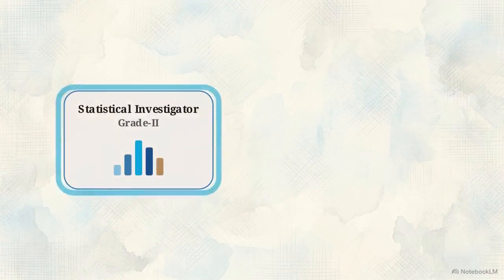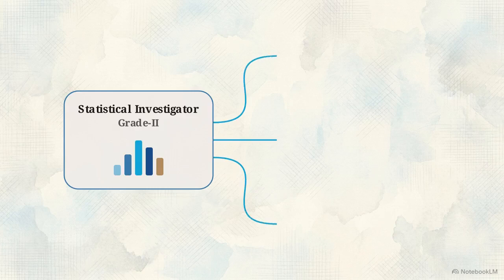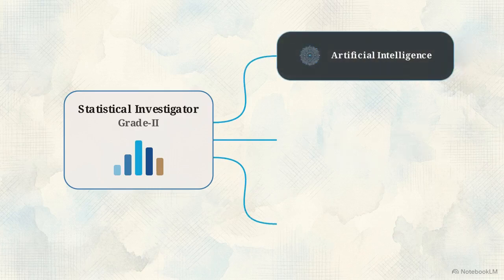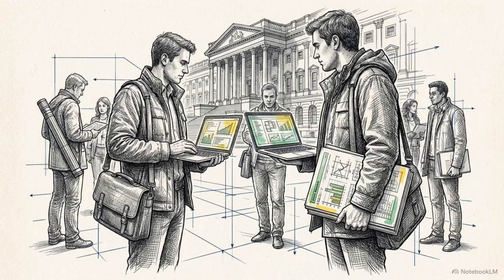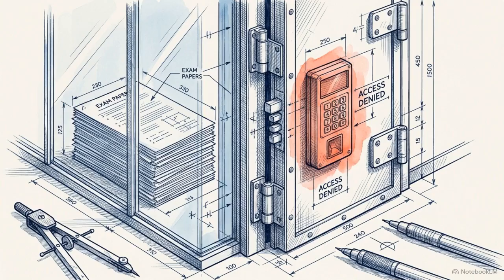At the same time, the Statistical Investigator post has expanded its eligibility to include graduates in artificial intelligence, computer science, and data science. This shifts the competitive landscape by introducing a demographic of tech-heavy graduates into the applicant pool. Failing to align with these eligibility and submission protocols eliminates a candidate before they ever see a question.